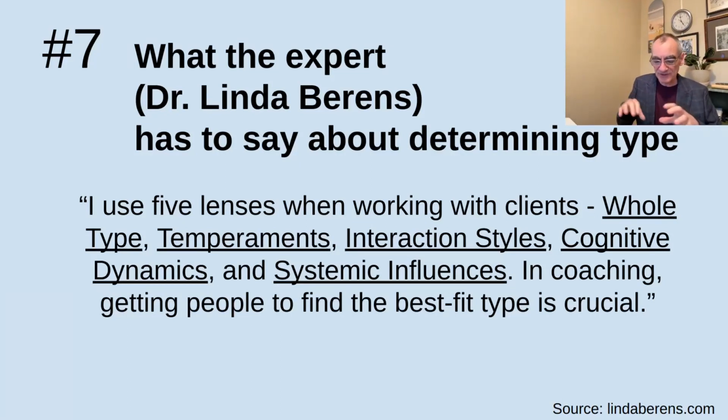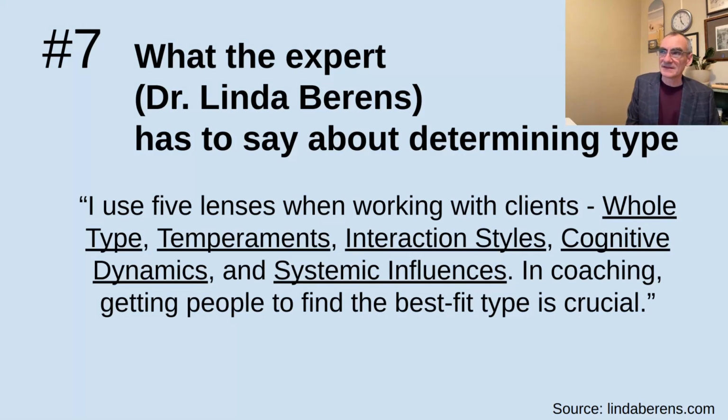So there's the holistic view of the person, then temperaments and the interaction styles, but you also need to look at the cognitive function dynamics and then account for or compensate for what's called systemic influences, meaning what's the context, what's the upbringing of the person, where are they coming from. So take into account how they are coming to the typing and have it done by a coach as part of a coaching session to really get to a type that works correctly with the person.